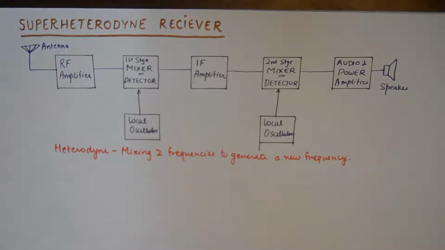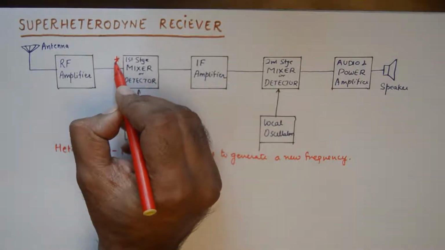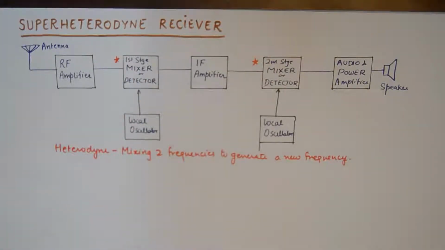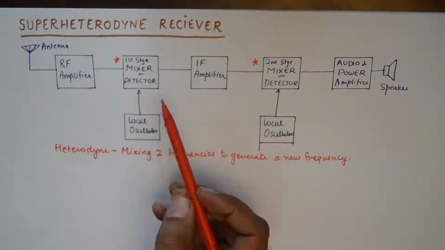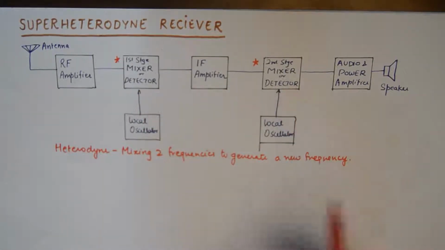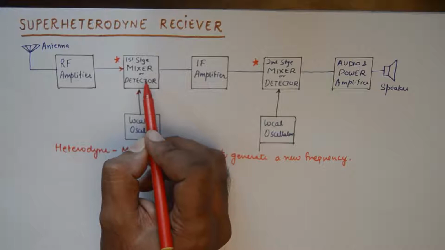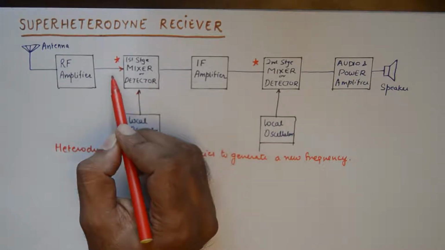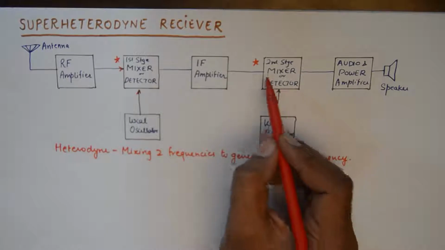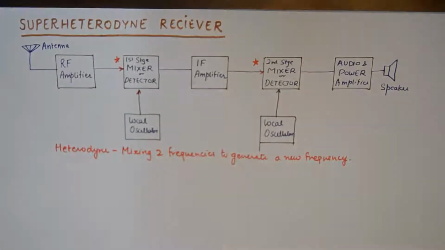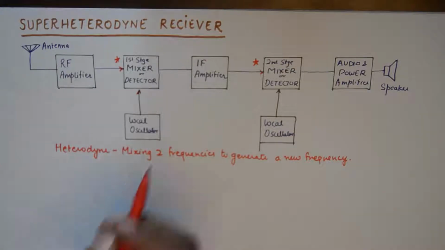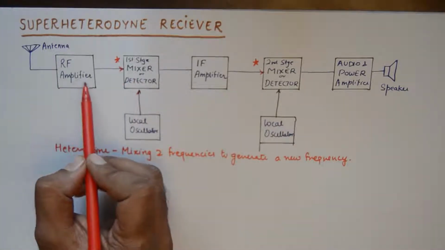Now over here I'd like to highlight these two blocks, and these two blocks are mixer or detector blocks, and they are being fed with two frequencies. As you can see, this mixer stage is being fed with two frequencies here, and this mixer is also being fed with two frequencies. So I'll talk about the first stage of mixing, which happens right after the RF amplifier.